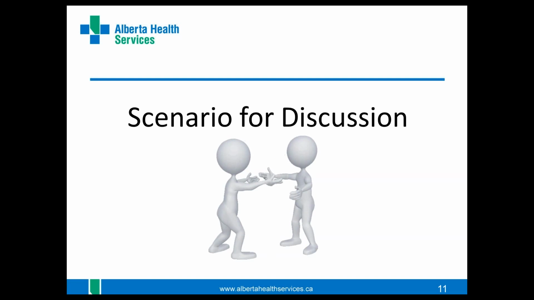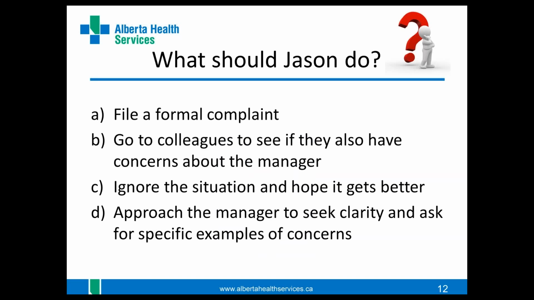and is considering a few options for proceeding. On the screen, you're going to see 4 possible options that Jason's considering. And as we read through the possibilities, we'd like you to reflect on what option you think he should take in this situation. Either filing a formal complaint, going to colleagues to see if they also have similar concerns about the manager, ignoring the situation and hoping it gets better, or approaching the manager to seek clarity and ask for some specific examples of the concerns.